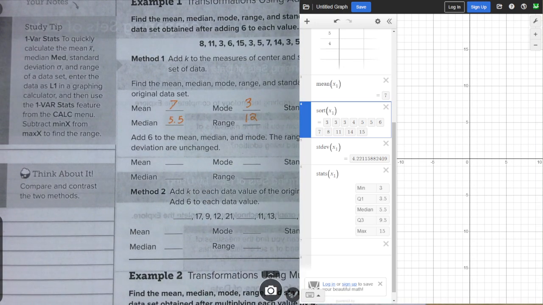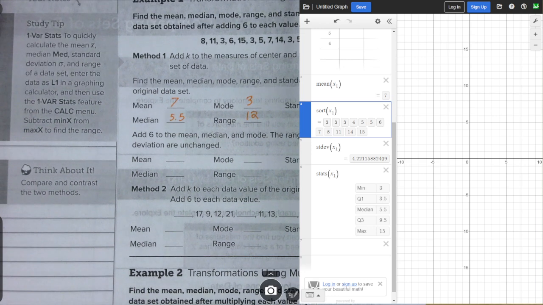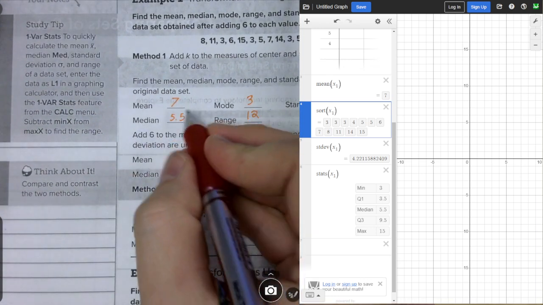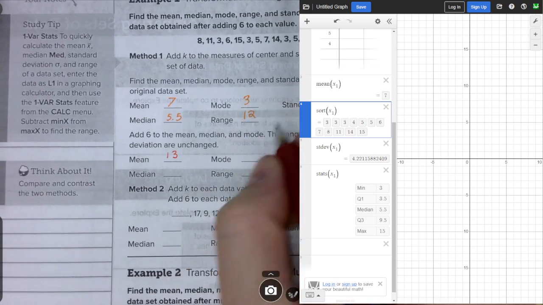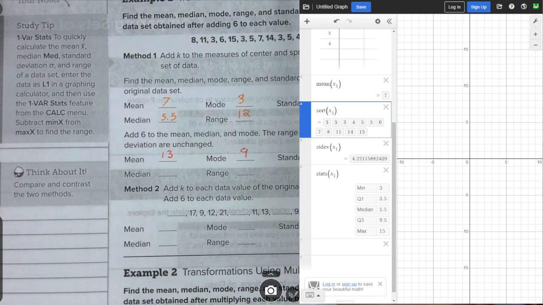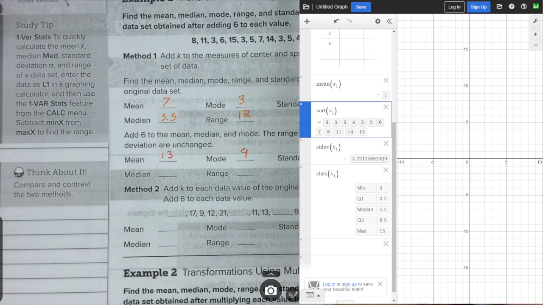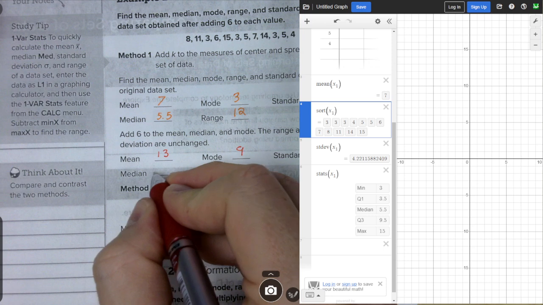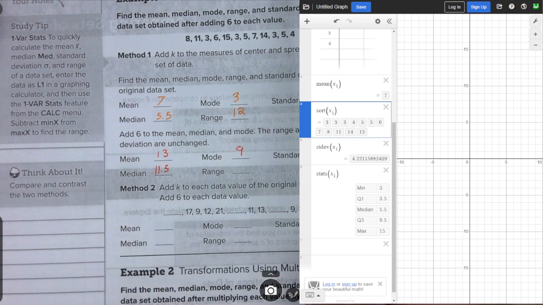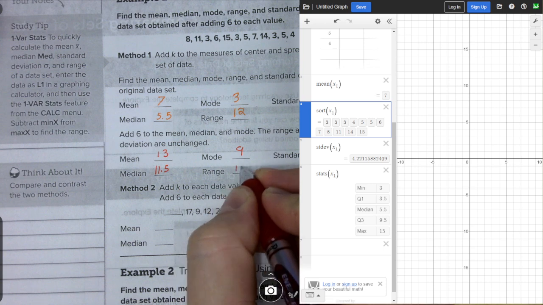It then says add 6 to every value. All right, that's no problem at all. 7 plus 6 is 13. 3 and 6 is 9. Standard deviation does not change. Median plus 6 is 11.5. And the range will still be 12.